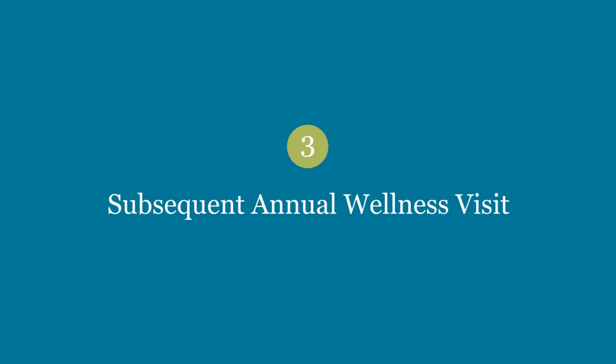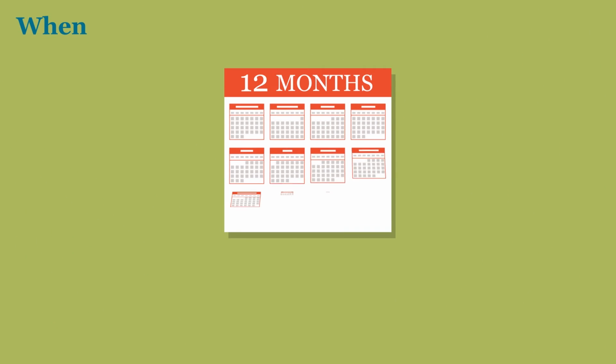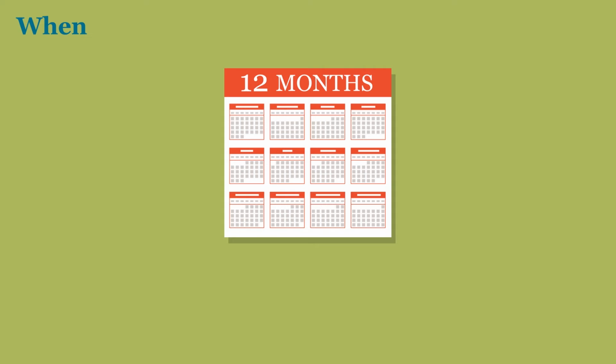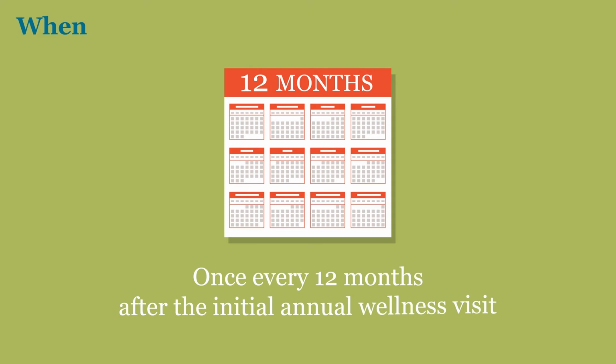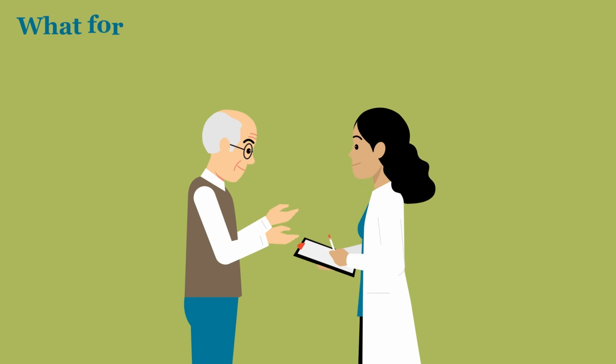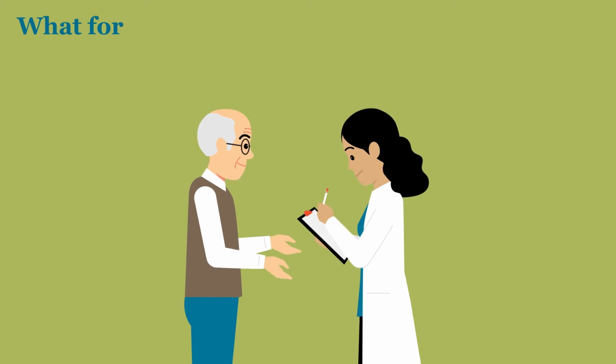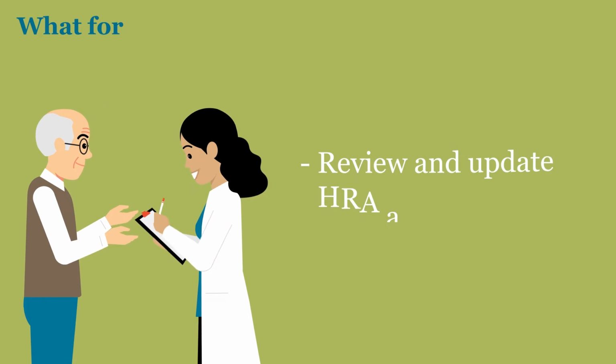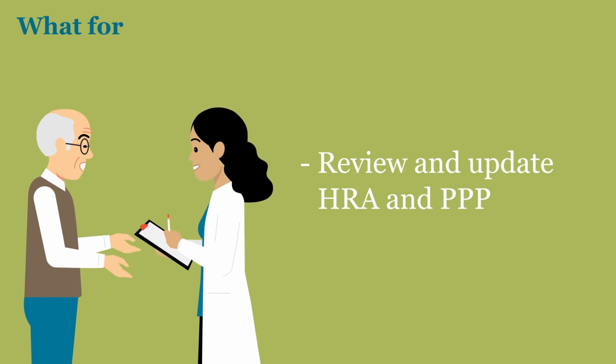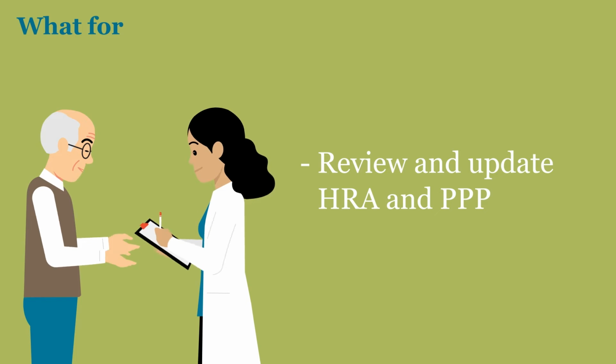Now, let's talk about subsequent annual wellness visits. Use this visit after a patient's initial annual wellness visit. It's covered once every 12 months, beginning after the initial annual wellness visit. The components of this visit are very similar to the initial annual wellness visit, but instead of performing a health risk assessment and creating a personalized prevention plan, you will review and update them.